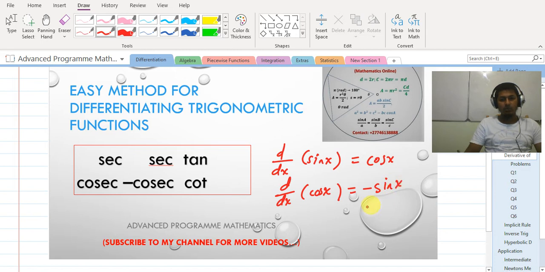One more important thing to note here is that whenever you're differentiating something starting with a c, there's always a negative. In other words, if I have to differentiate cosec x, I will get negative cosec cot. If I have to differentiate something starting with c, in other words cot x, I will get negative cosec squared. Now let us differentiate some examples which I have on the next page.